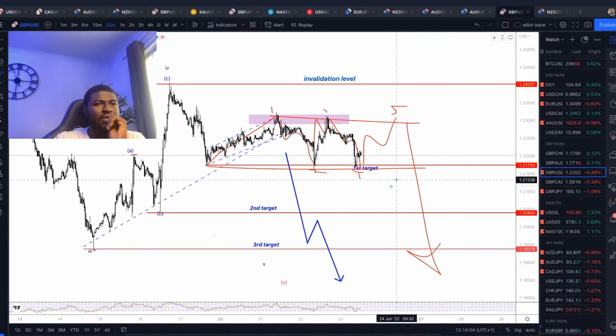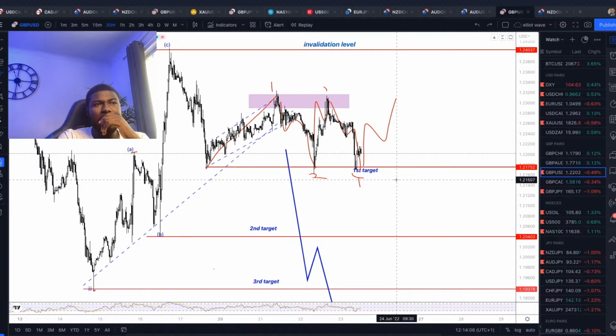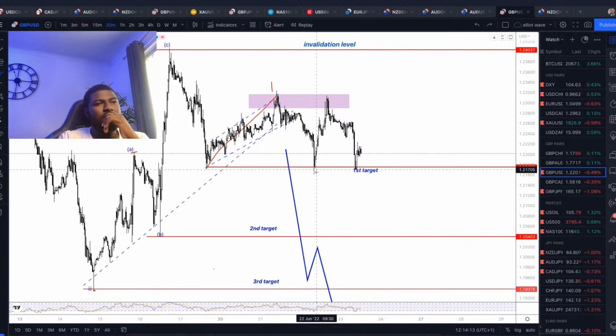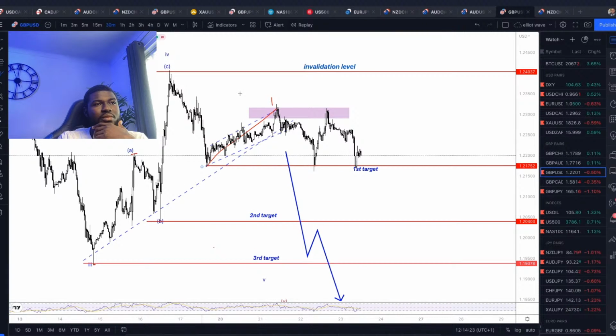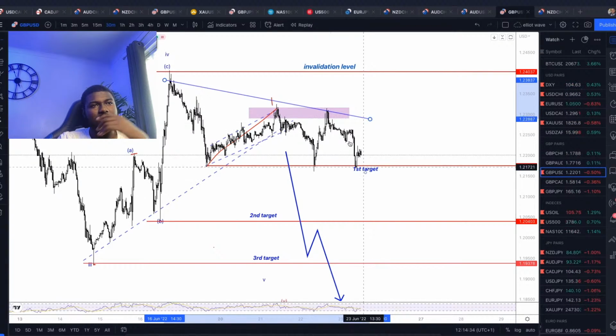Okay, so another thing I can think is happening here is maybe this is not our impulse, maybe it's just the first leg of correction, and this is going to be the second leg of correction, and this is the third leg of correction. Then we might be anticipating that maybe there's going to be a breakout. Let me use my trend line to draw that properly. Maybe there's going to be a breakout somewhere here.